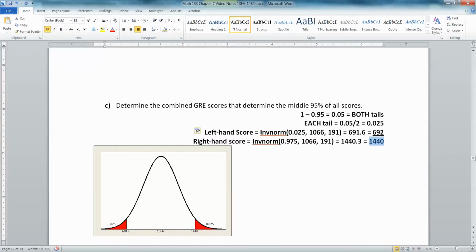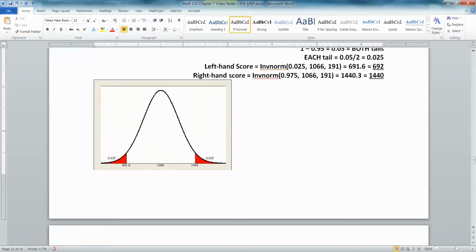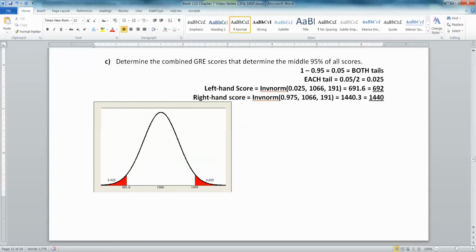Now the real thing everybody always gets confused about is where did the 975 come from? Well, this little red tail over here on the left is 0.025. Now remember, the entire white middle is 0.95, right? So if you're over here at 1440, what's to the left of that? Because that's what you need. You need left area in an inverse norm function. So you need the area to the left of 1440. Well, there's 95% in the middle and 2.5% over here. 95% plus 2.5% makes 97.5%.